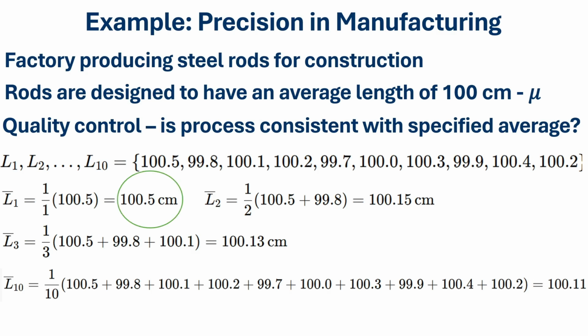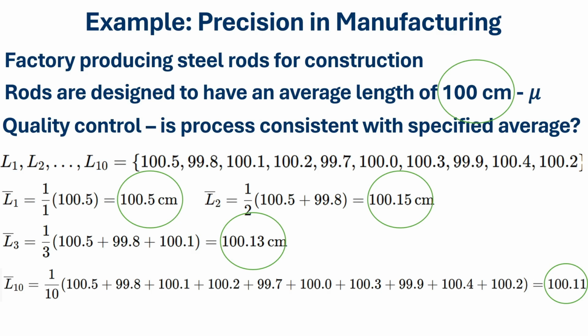We have 100.5, then 100.15, then 100.13, and then 100.11. So the values are clearly decreasing as the number of rods increases. In other words, the lengths of the individual rods fluctuate around the target. But as n, the number of rods measured, increases, the cumulative average, or the sample mean, converges to the true average length, which is that 100 centimeters, the design value. So this is the strong law of large numbers in action. With more samples, the sample mean approaches the population mean, or that true mean.